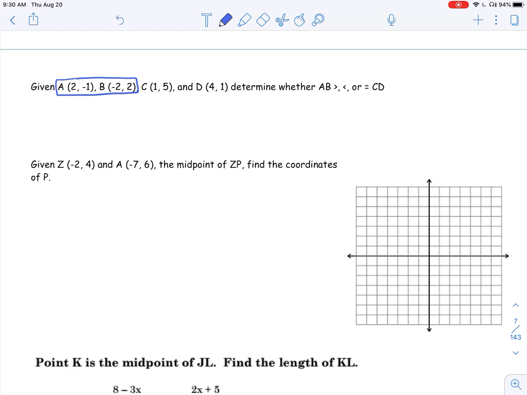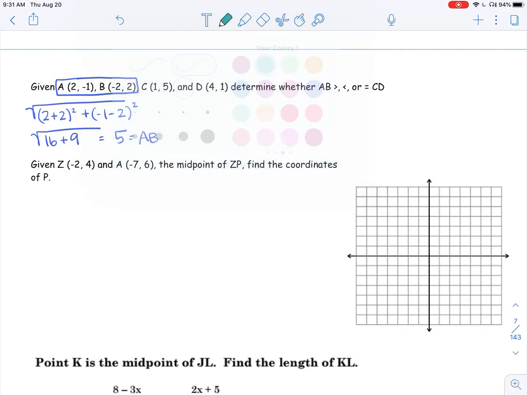I want the distance, and let's do A to B. So I'm going to have the square root of 2 minus -2 squared plus -1 minus 2 squared. 2 plus 2 is 4. 4 squared is 16. This will be -3 squared, which is 9. So this will be the square root of 25, which is 5 for the length of AB.